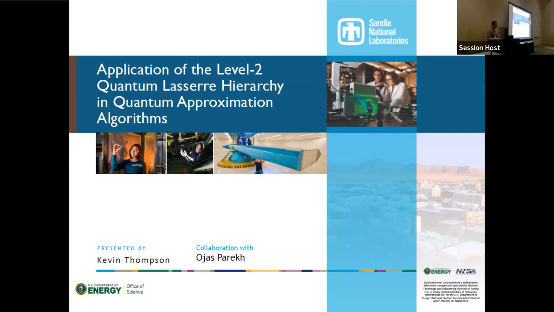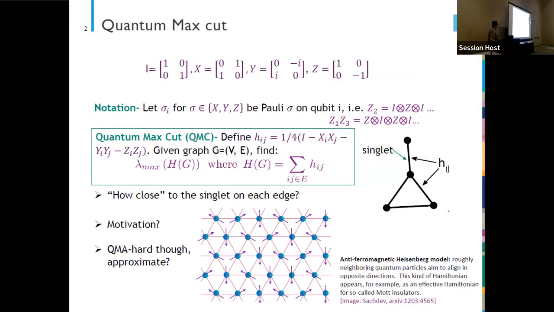Okay. Today I'm going to be talking about an approximation algorithm that makes use of the level-2 Lasserre hierarchy. And sort of the moral of this story is how cool of a tool the level-2 quantum Lasserre hierarchy is. So here's the problem. It's called quantum max cut. It's just kind of the anti-ferromagnetic Heisenberg model.